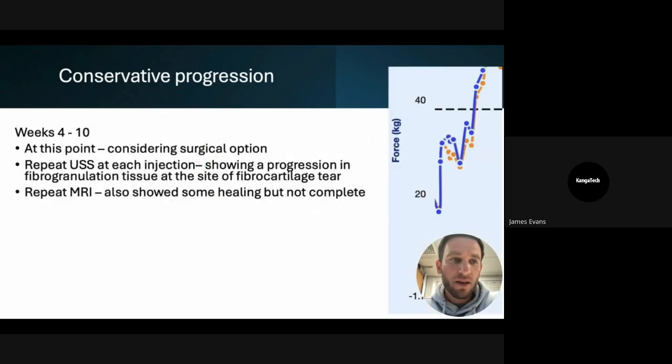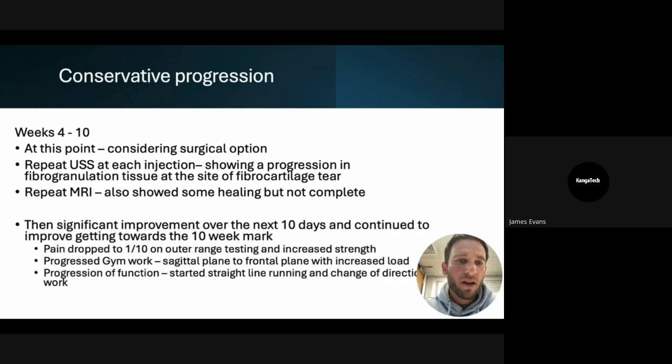And then literally after the next 10 days at this point, we saw a big improvement in terms of his clinical situation. You can see this was the squeeze strength from previous, and then all of a sudden there was a big improvement in his squeeze scores, which was obviously very positive, as it hadn't shown as much progress in the whole 4 weeks prior. And then this improvement continued as we were getting towards the 10-week mark.